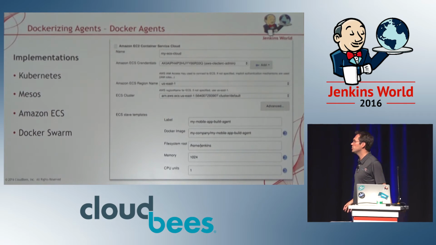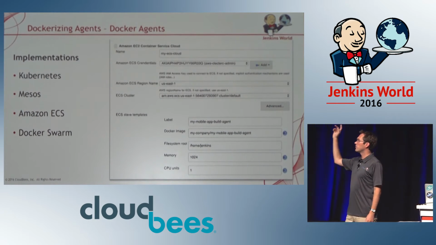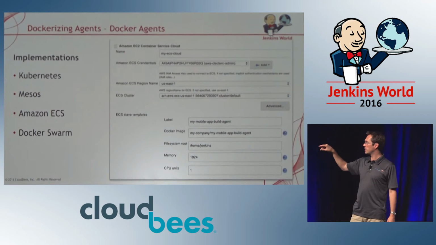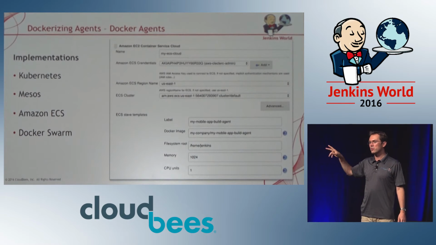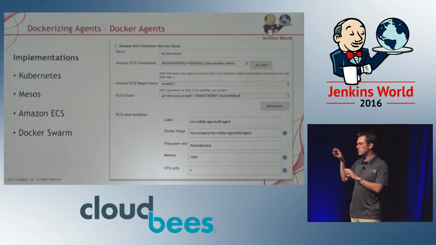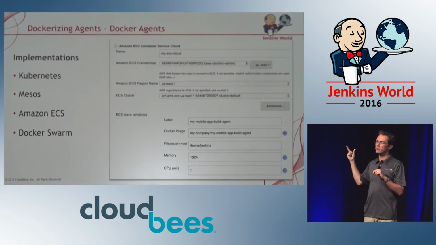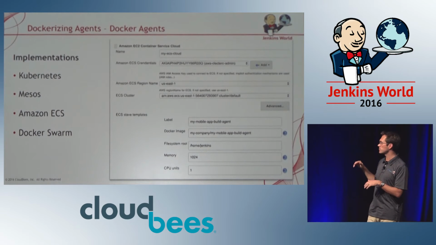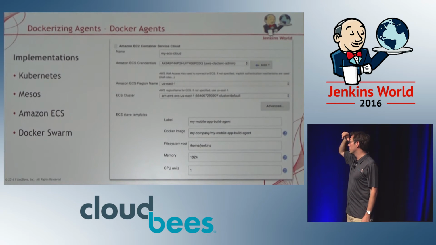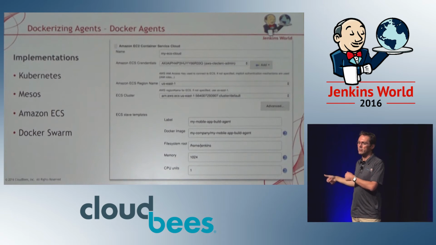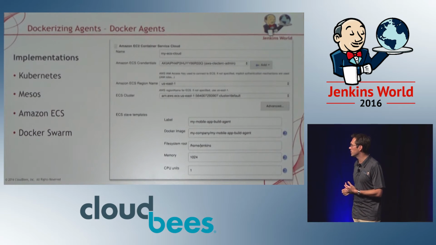So the implementation, as I have said, you can have Kubernetes, Mesos, Amazon ECS, Docker Swarm. Docker Swarm, it's a bit challenging at the moment. There is a challenge. I think that there is a bug with the latest version of the Docker engine. But the other ones work very well at the moment. On Docker Swarm, if you pick the right version of the Docker engine, it will work.